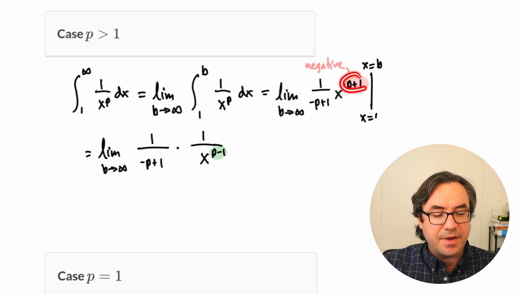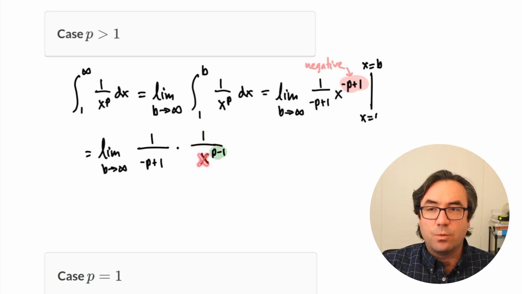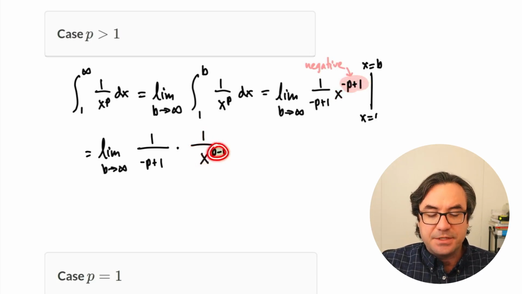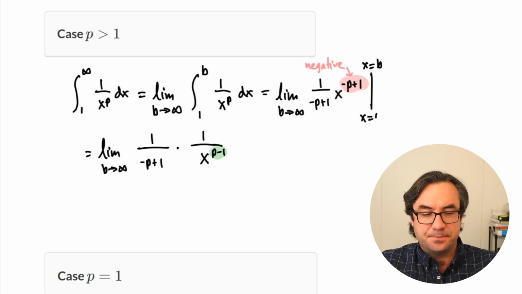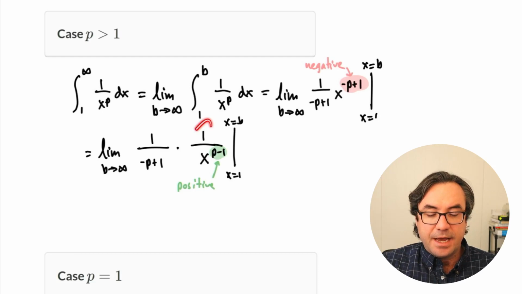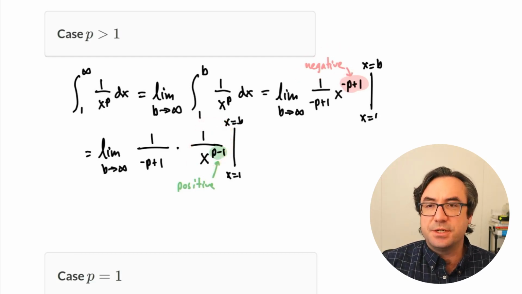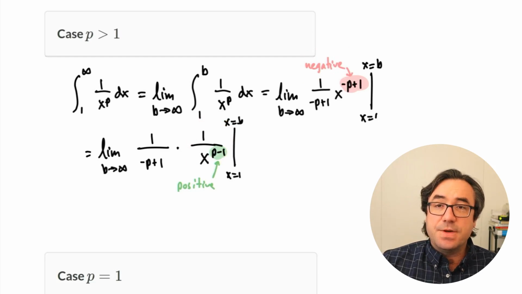So we've gone from having a negative exponent, where it's x raised to a negative exponent, and now we've just rewritten this function as 1 over x, but now this exponent is positive. And again, the reason why we do this is it's just helpful to have, rather than dealing with a negative exponent, it's helpful to deal with a fraction instead. All right, so now we just evaluate.